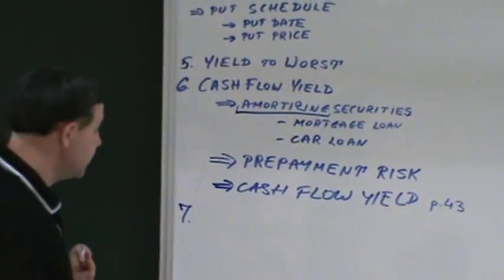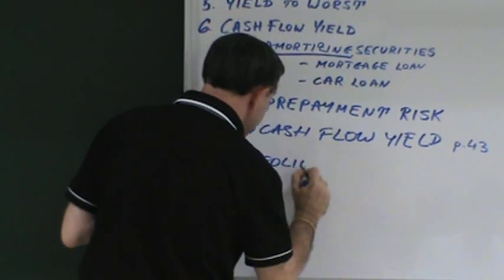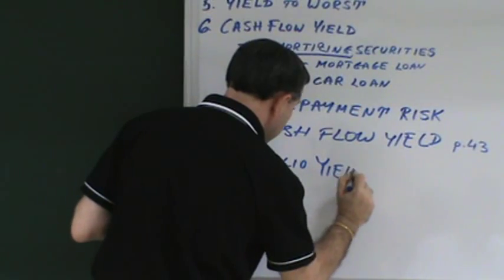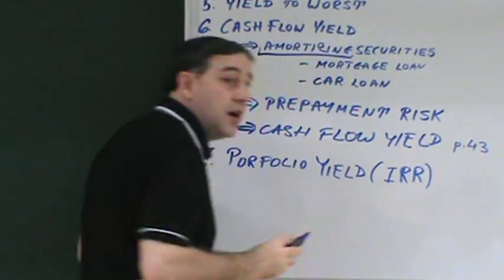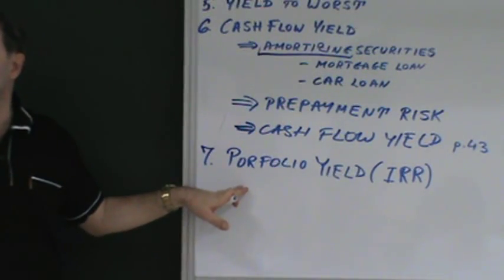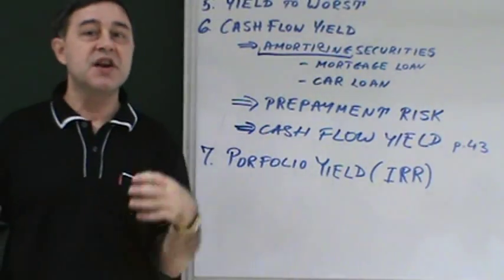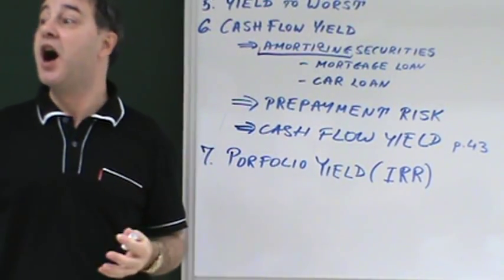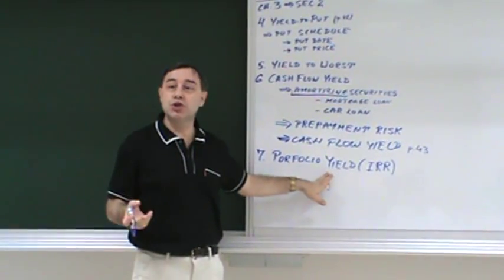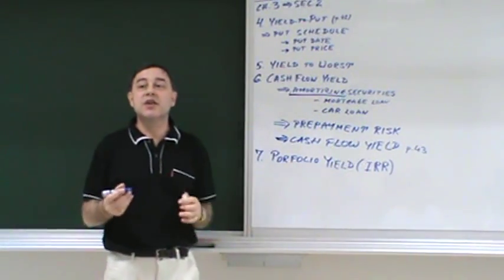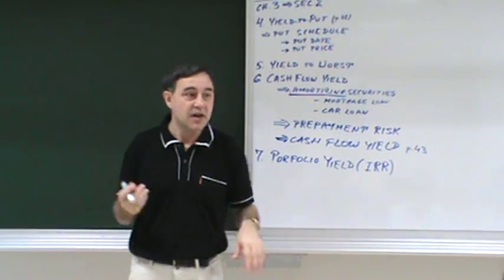Portfolio yield. Portfolio yield is actually the yield on a portfolio of bonds. You may have 2 bonds, 3 bonds, 5 bonds. You may have 100 bonds or 1,000 bonds. You have a portfolio which includes 2 or more bonds. Well, here is the most common mistake that you should remember.